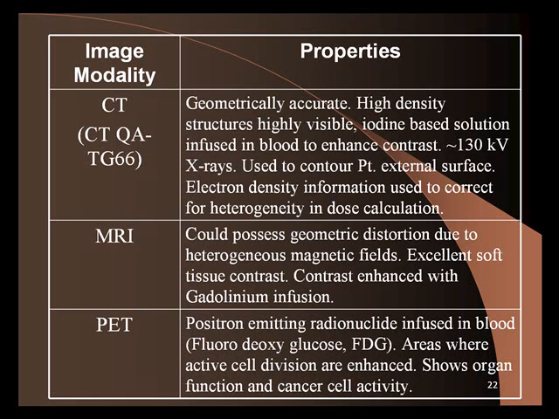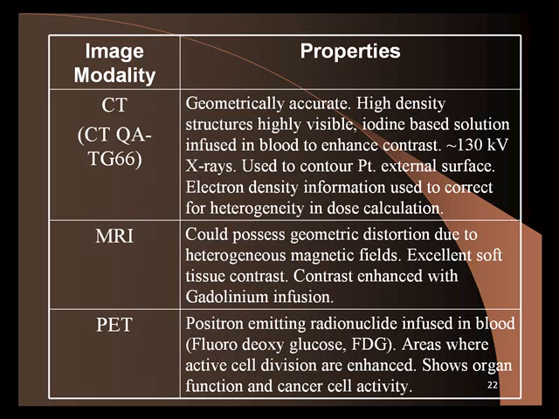High density structures are highly visible, so bone is highly visible on CT scanning. Iodine-based solution is infused into the blood to enhance contrast. So if we need to see vessels, in the brain, for example, they'll infuse the patient with an iodine-based solution. Iodine has a high Z. Okay, so if we do a CT scan, we'll see that very clearly. X-rays are typically 130 kV.